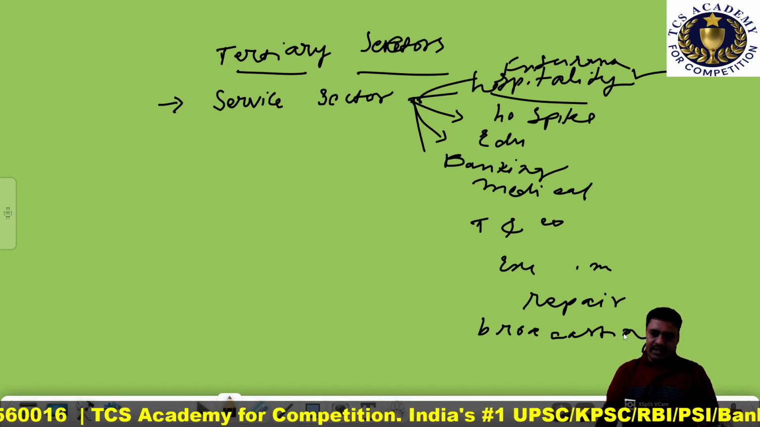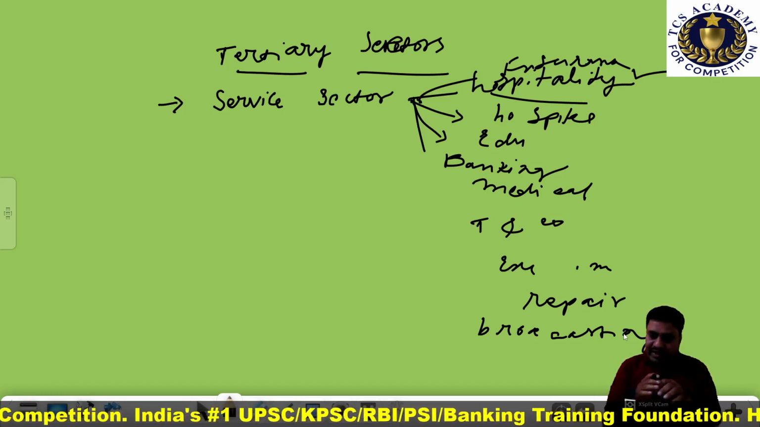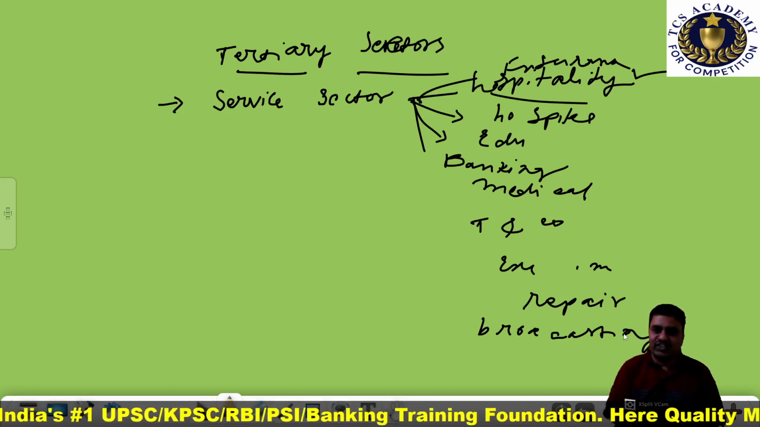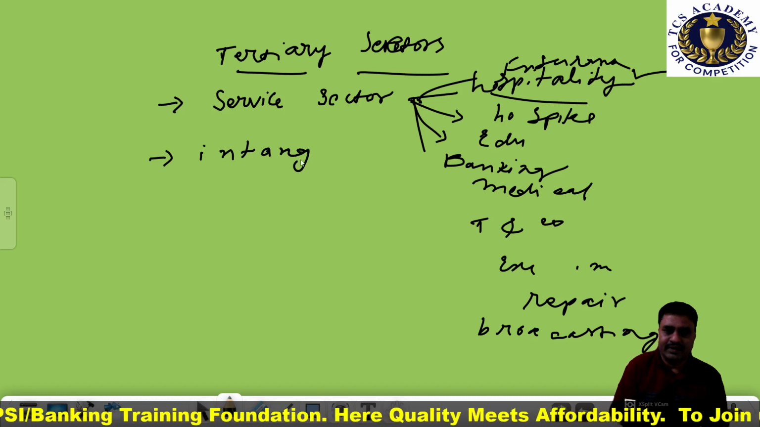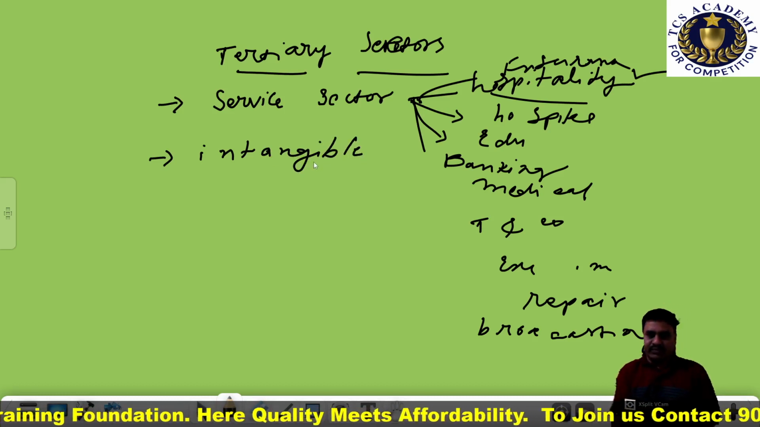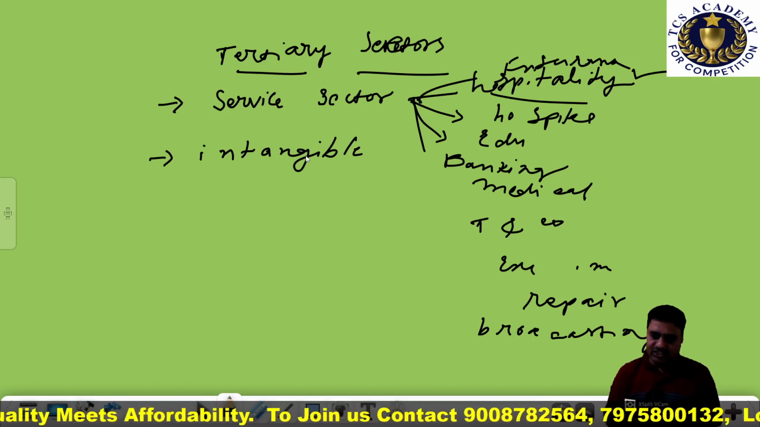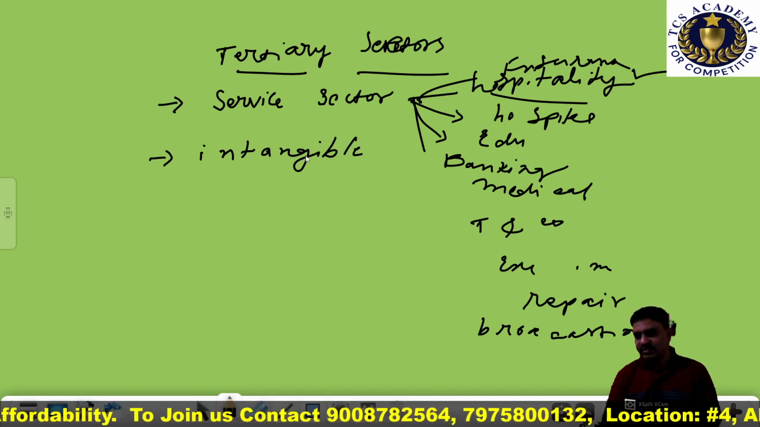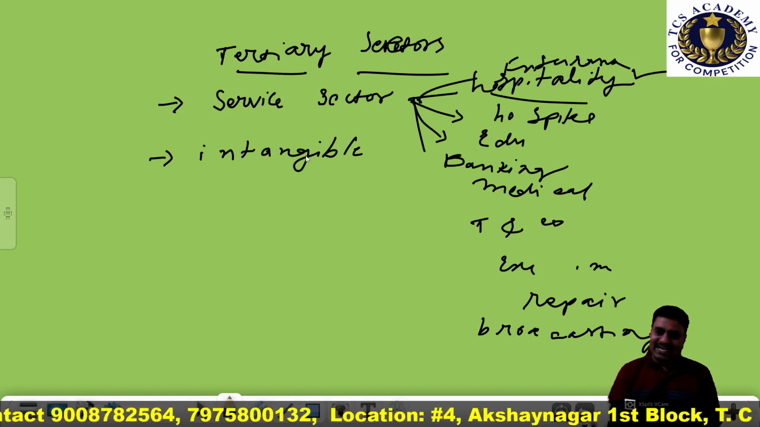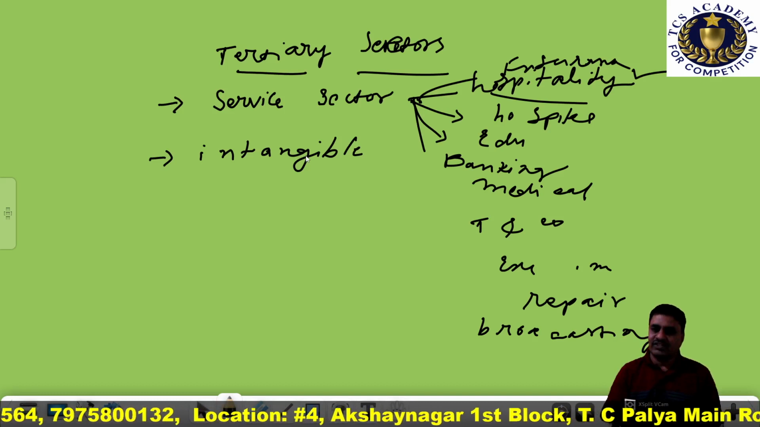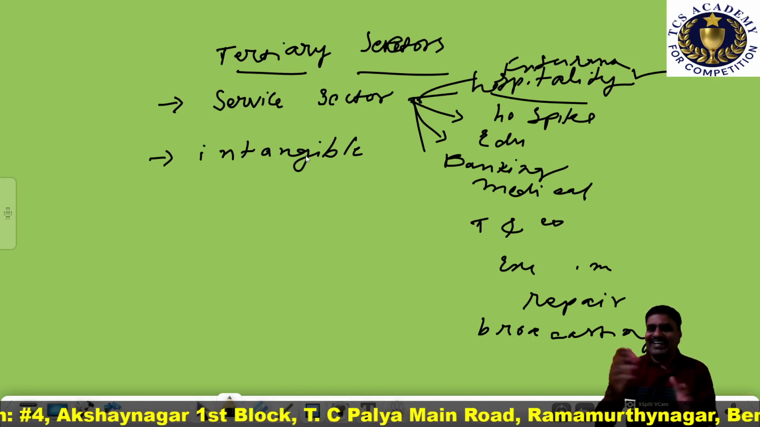As I mentioned, maximum activities are found under the tertiary sector, because any economic activity which we call intangible in nature. So it may be hotel, trade, restaurant, transport and communication, storage services, financial services, insurance services, banking sector, real estate, business services, contracting business, community services, social services, personal services, any other services which are intangible in nature.